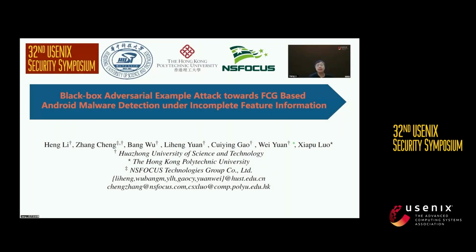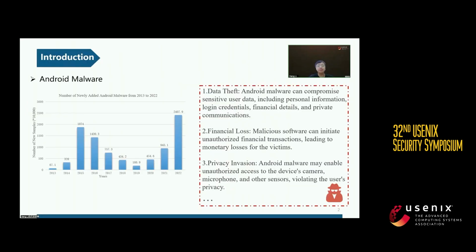Hello everyone, I'm Heng. Today I'm going to introduce our USENIX Security paper about a black-box adversarial example attack toward FCG-based Android malware detection under incomplete feature information.